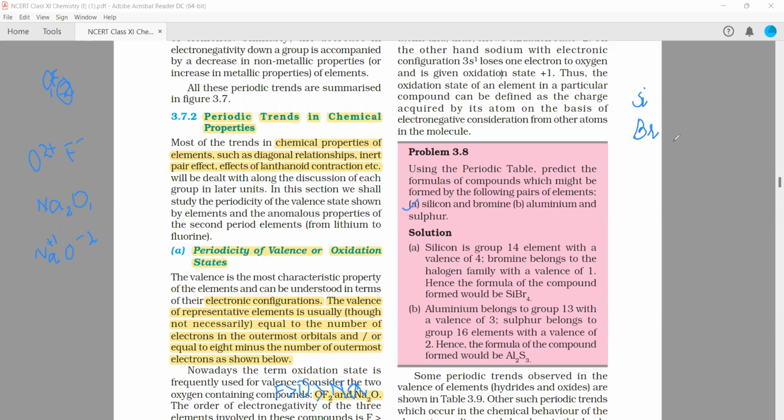First of all, you need to know the electronegativity. Which is more electronegative, bromine or silicon? You need to decide this. When we go from left to right in the periodic table, the electronegativity increases, and when we move down the group, the electronegativity decreases. Before that, let us write the electronic configuration. For silicon, it is 3s2 3p2.